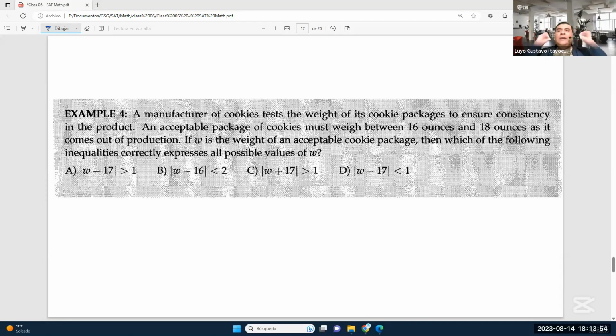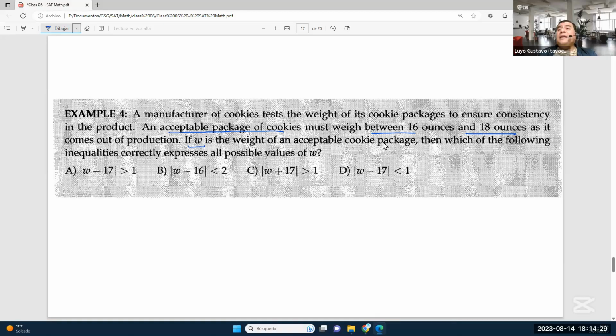All right, how do we approach this one? When you read this word problem, you can understand that the possible values for the weight of the cookie package can be expressed with a double inequality, right? It says that the acceptable weight for the cookie package is between 16 and 18 ounces. We define the variable W as the weight of the acceptable cookie package.